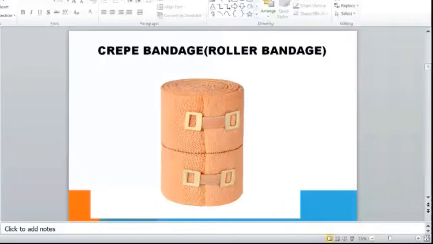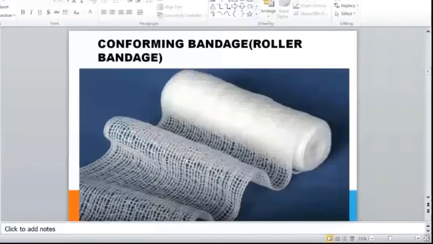Okay. I've changed the screen. Can you see another one? What can you see now? This is an example, conforming bandage. So that's another type of roller bandage.